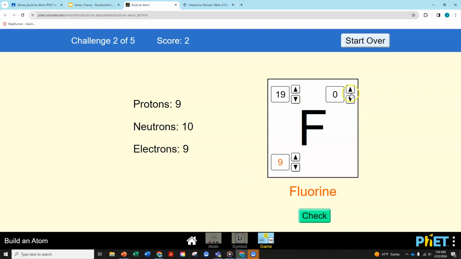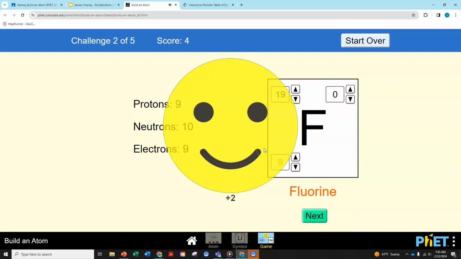And then positive or negative charge. Protons equals electrons, so there's no extra electrons, so that would be negative if it were. There's no extra protons, that would be positive if there were. So we're going to stay with 0. Check, we got it right. So that is how you proceed through the games.